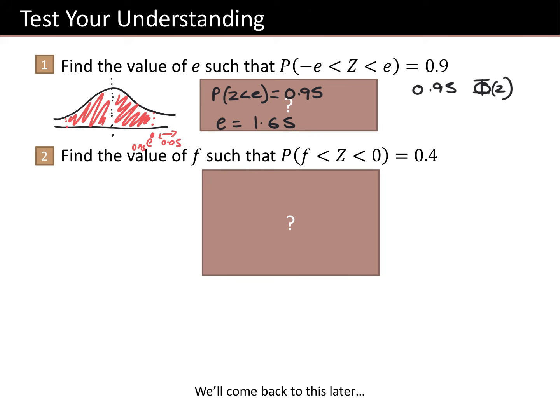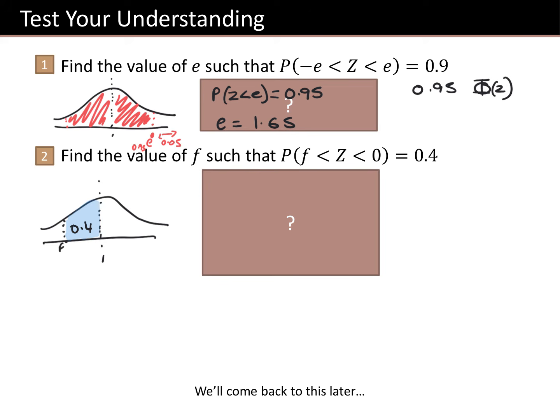So it then says, find the value of F such that the probability of F being less than Z being less than 0. If I was to draw this again, F is less than Z is less than 0. So we know that F is here somewhere. Okay, and what else do we know? That this is 0.4. So we know this is symmetrical, isn't it?